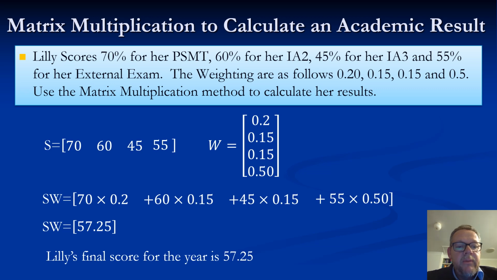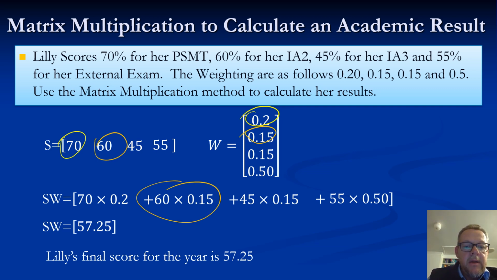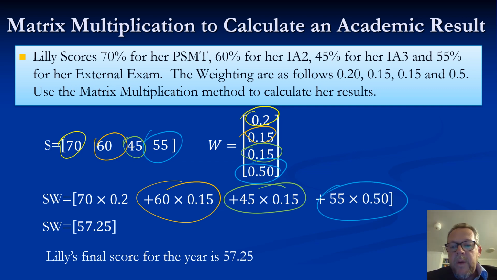Now if we multiply that, we're multiplying those two together and then those two together and so on. This is what you can see down here, and then these two, that's what we can see here, and finally these two, and that's what you can see here. Now we add them all together and we leave this in a 1 by 1 matrix, but we can use that number to interpret a result, and we can say that Lily's final score for the year is 57.25, and that would be out of 100 in this case.